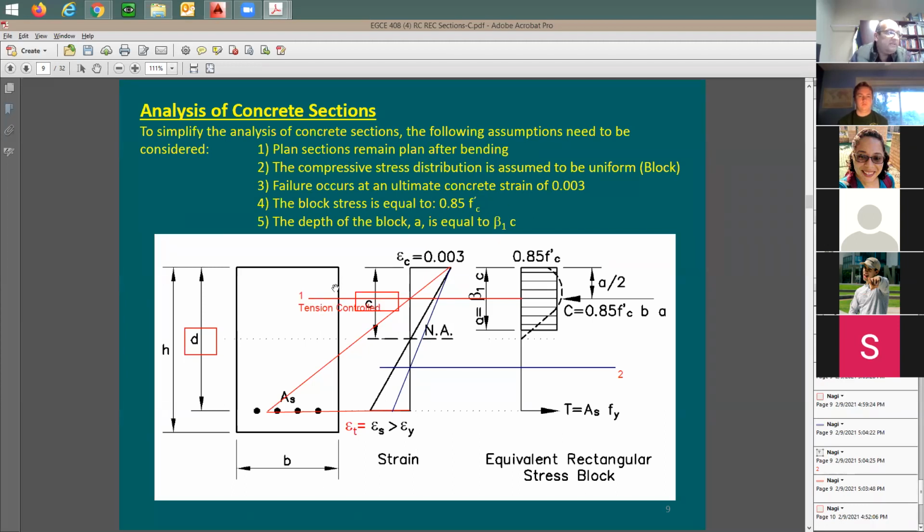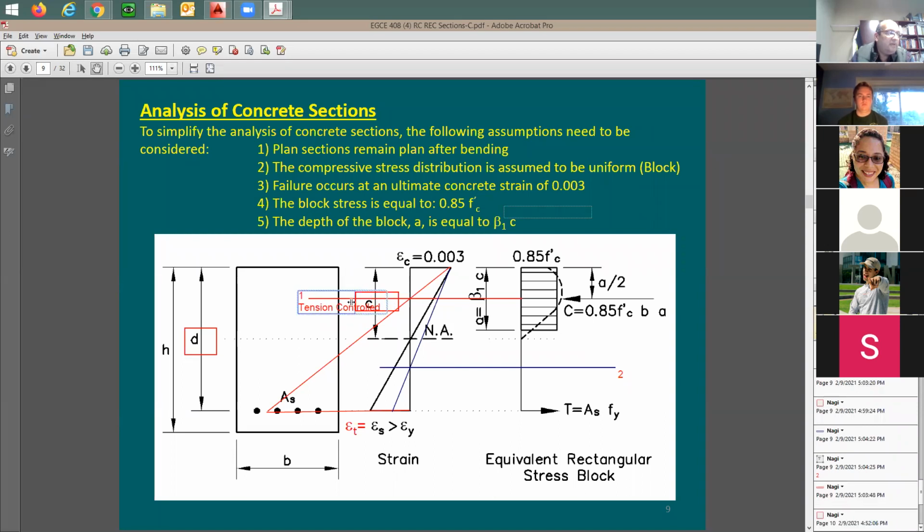Yes, when you reduce the C and also when you increase the strain in the steel. So when C becomes smaller, right? What happens to the steel strain? It's gonna become much larger, right? And this can be preferred, and this is what we call here tension control.